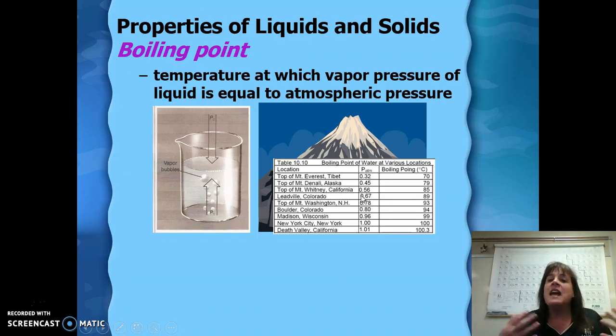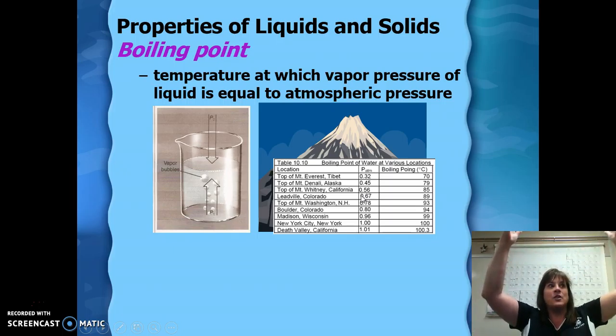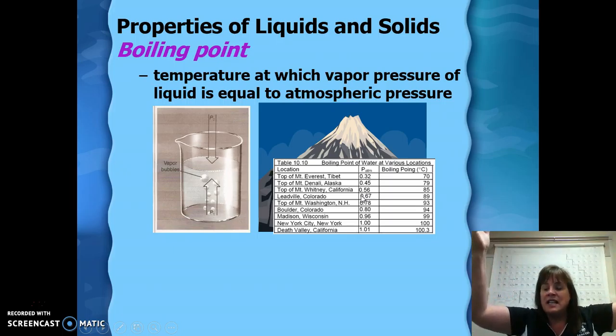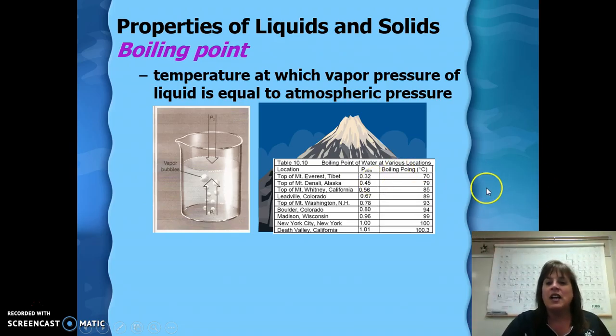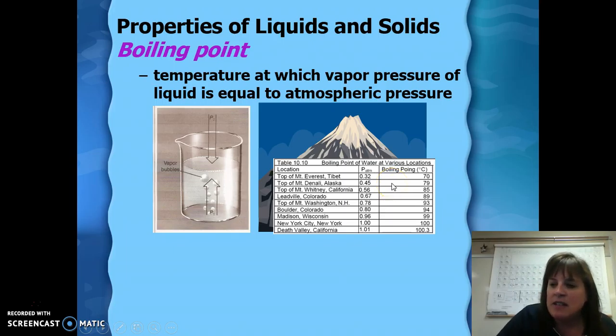Because atmospheric pressure varies with elevation, the higher we go, the less dense the air is, so it's going to have less pressure. That means that the boiling points actually change. At sea level, which is where most of us live here in Missouri, the boiling point of water is 100 degrees Celsius. If we go to the top of Mount Everest, or maybe Mount Denali, because that's in the U.S. in Alaska, the boiling point actually drops to 79. So I don't have to heat it as high to make it boil.